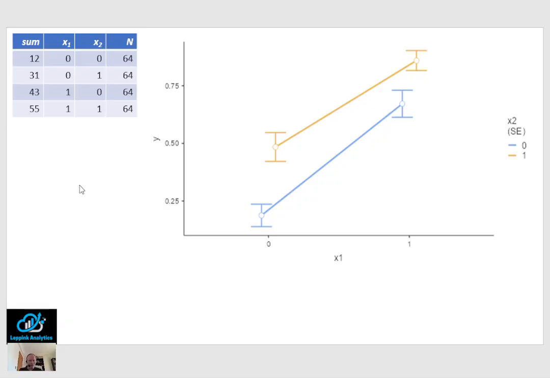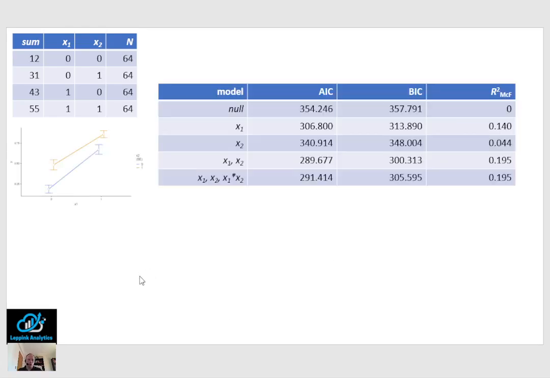There are several methods that you can use to analyze this data, also several ways to visualize the findings. Here we have an example of a plot indicating the probabilities of success for each of 4 possible cells resulting from a binary logistic regression model with interaction term. And what I'm going to show now is the information criteria AIC and BIC and the McFadden R-square for each of 5 possible models. I will explain them in a bit more detail.